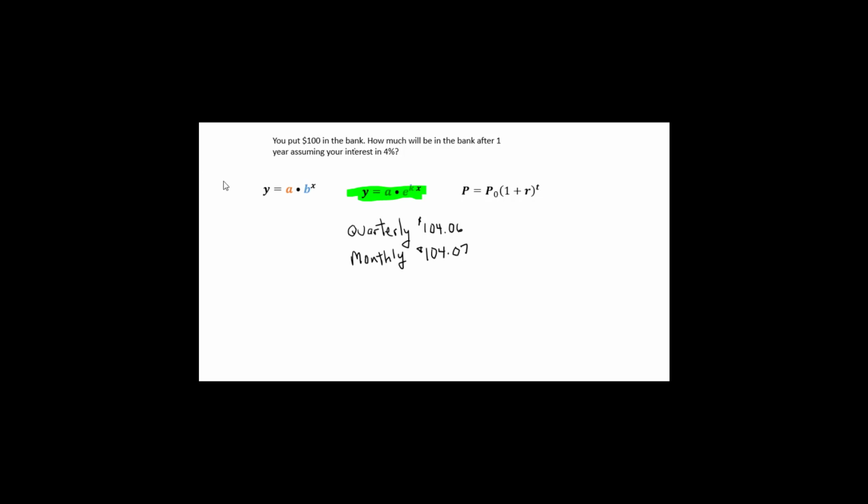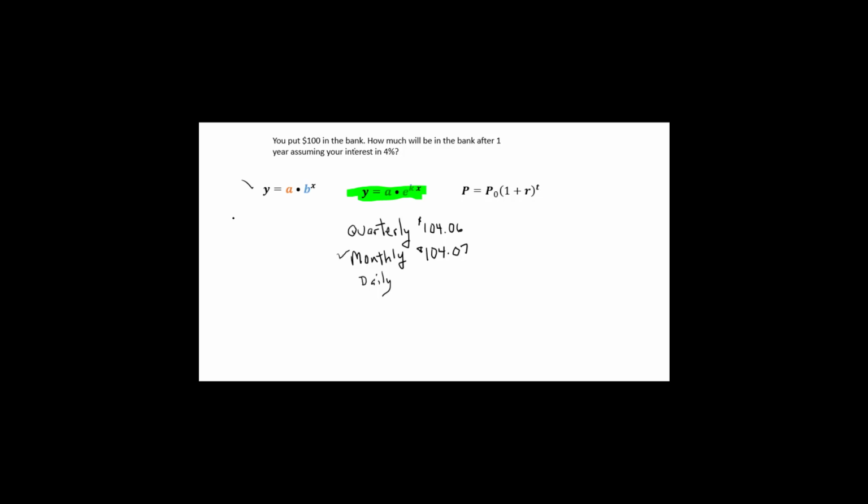Yes, I disappeared, but I'm still here. If you guessed that the monthly rate was going to give you a little bit more when you compounded it monthly, you would be correct. That's what I got when I ran it through the Excel file. Now what I'm going to do is the daily rate, and I'm going to do it with this formula right here.